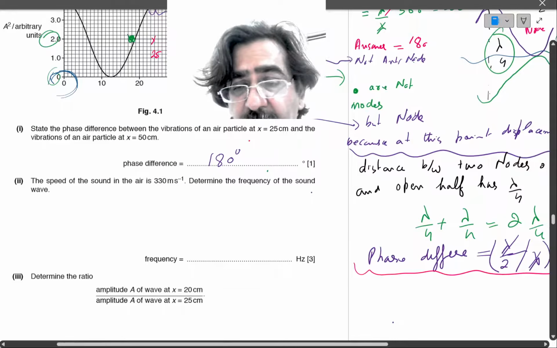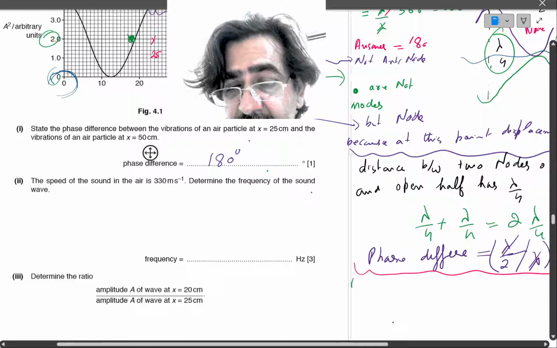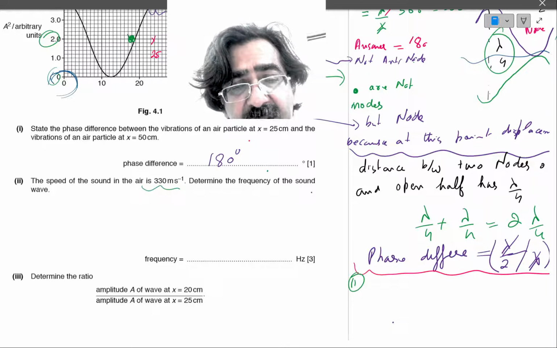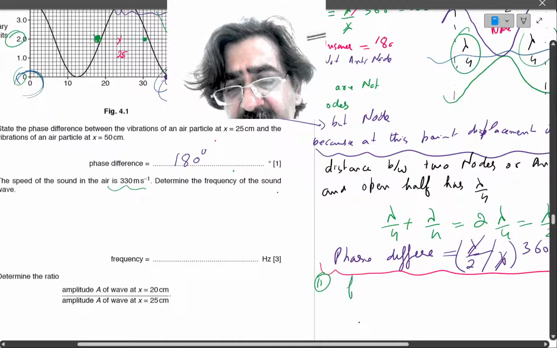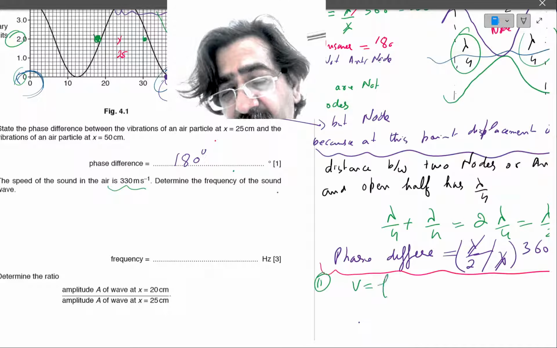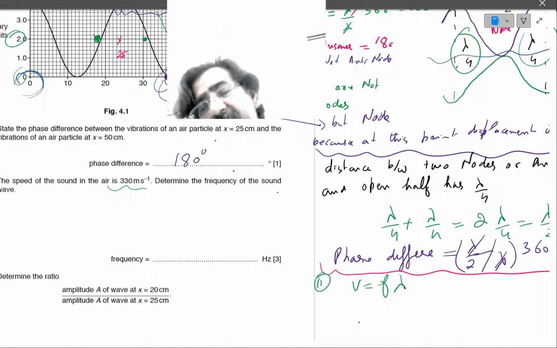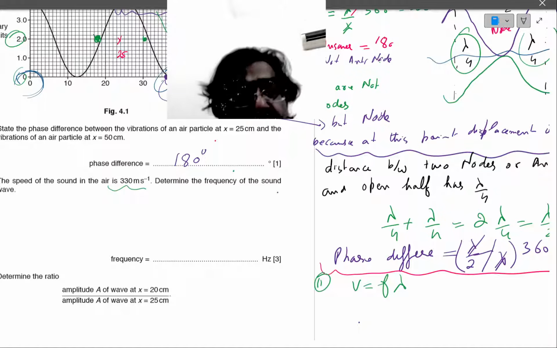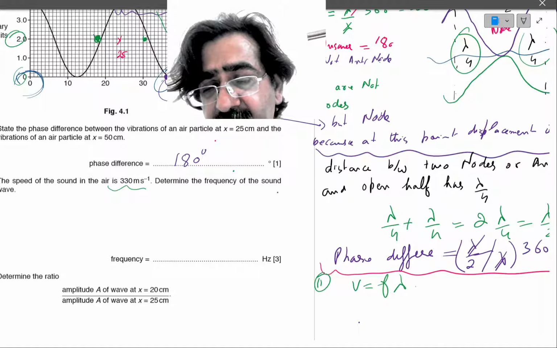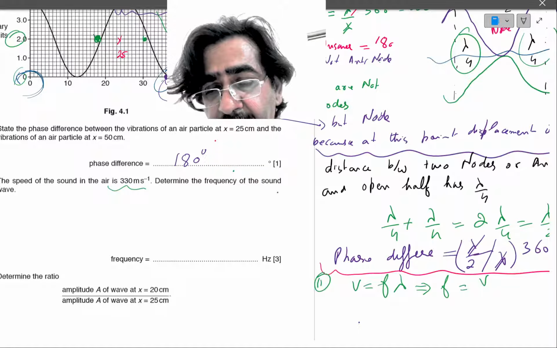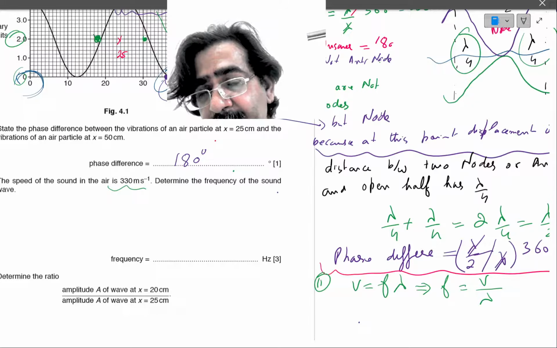Now the second part: the speed of sound in air is given, determine the frequency of the sound. As we know, the relation between frequency and velocity is that velocity is the product of the wave frequency and wavelength. So we have to find the frequency. This implies that frequency will be v over lambda.